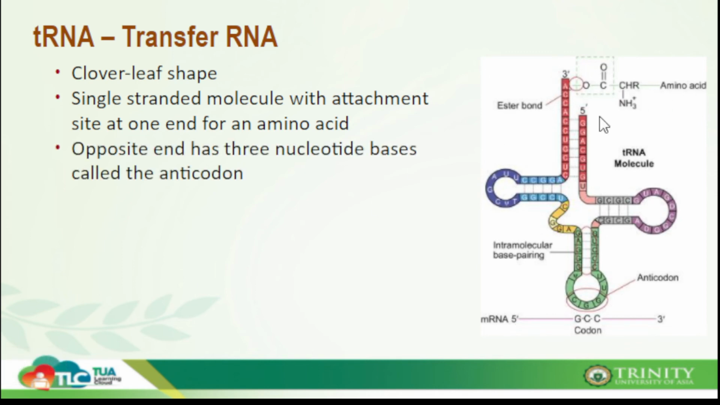While the other end, kung ito yung amino acid end, the opposite end has 3 nucleotide bases, which is called the anticodon. So ito yung huling tatlong bases niya, no? C, G, G. Those last 3 opposite the amino acid attachment is what we call anticodon. So, anong importance nito? The anticodon should be complementary doon sa codon ng mRNA. Okay? So, later we'll go and discuss that in detail pa.